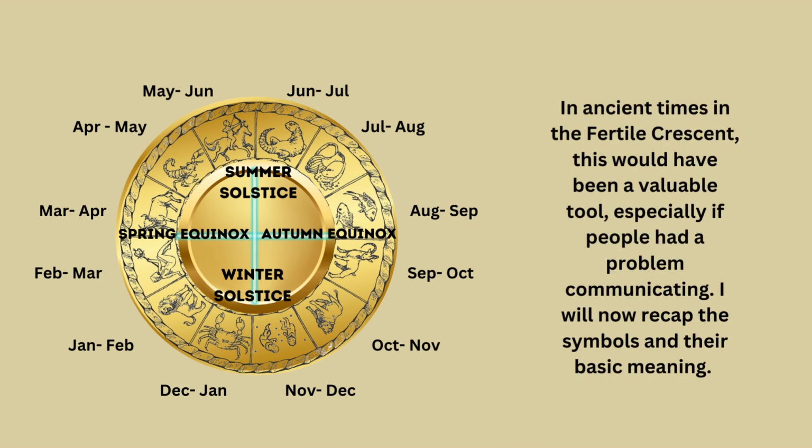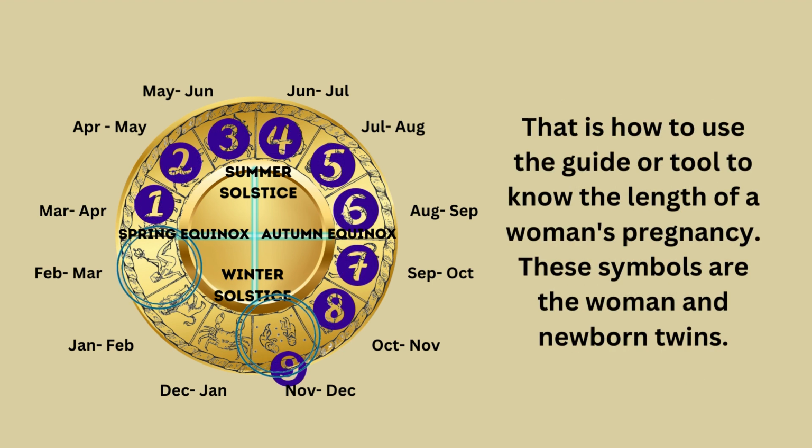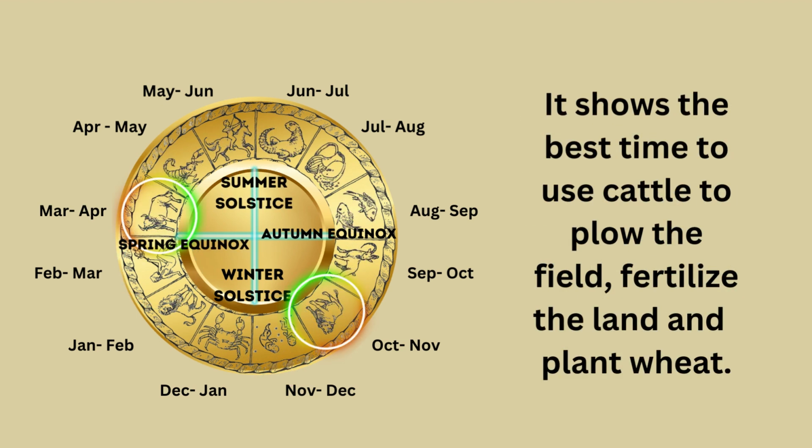In ancient times in the Fertile Crescent, this would have been a valuable tool, especially if people had a problem communicating. I will now recap the symbols and their basic meaning. That is how to use the guide or tool to know the length of a woman's pregnancy. These symbols are the woman and newborn twins. It shows the best time to use cattle to plow the fields, fertilize the land, and plant wheat.